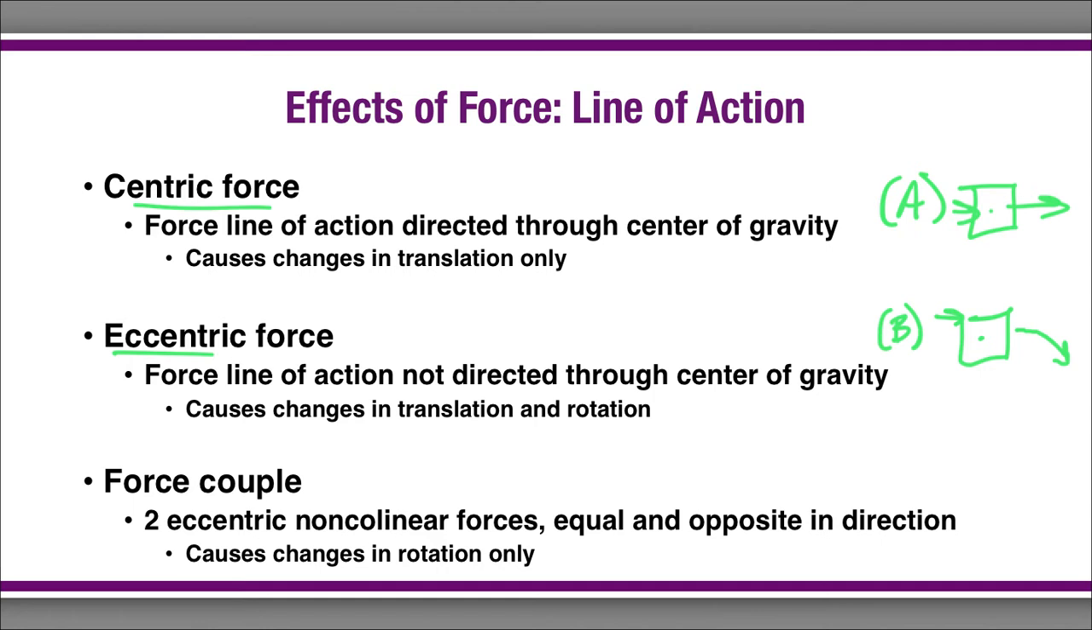The last one is what's called a force couple, and this is when two eccentric non-collinear forces, meaning they do not have the same line of action but are equal and opposite in direction, this causes changes in rotation only. So this would be scenario C, in which we had the same equal and opposite magnitude of force, but in opposite direction, in which the book caused a rotation only or torque only.